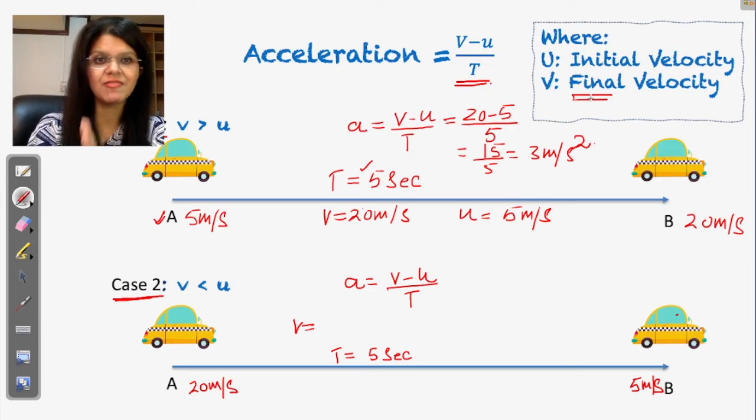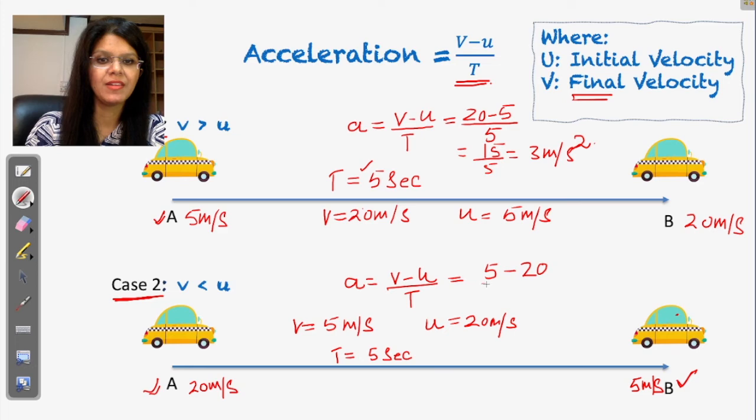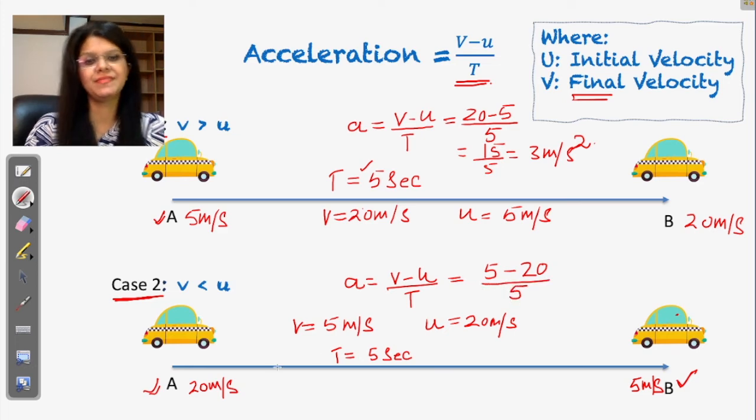V always means final. U, V, W, X, Y, Z. That's why the letters appear in the alphabets. V comes later. V means later point of time. So at the later point of time, the car was at B. Speed was 5 meters per second. Initial velocity, the car was at point A, earlier point of time, 20 meters per second. Input the values in the formula, 5 minus 20 over 5.